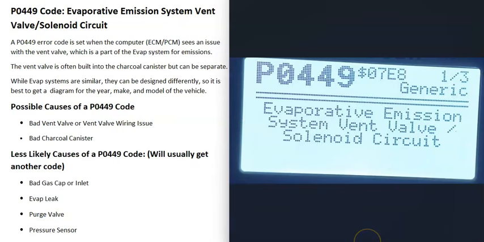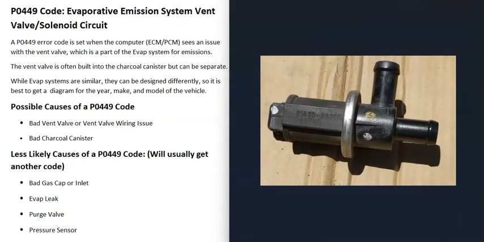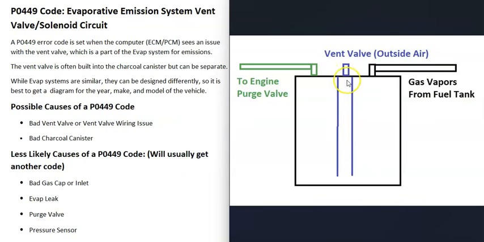And so what would be some possible causes of a P0449 code? Well, the first thing that could cause this, and the most common problem with this code, is that the vent valve has failed, or there's a problem inside the wiring going to the vent valve. This vent valve is just a simple solenoid that opens and shuts when the computer tells it to. That vent valve is normally open, and then when the computer sends it a signal, it closes, and then the computer tests the system to be sure it can hold pressure and that it's working correctly.